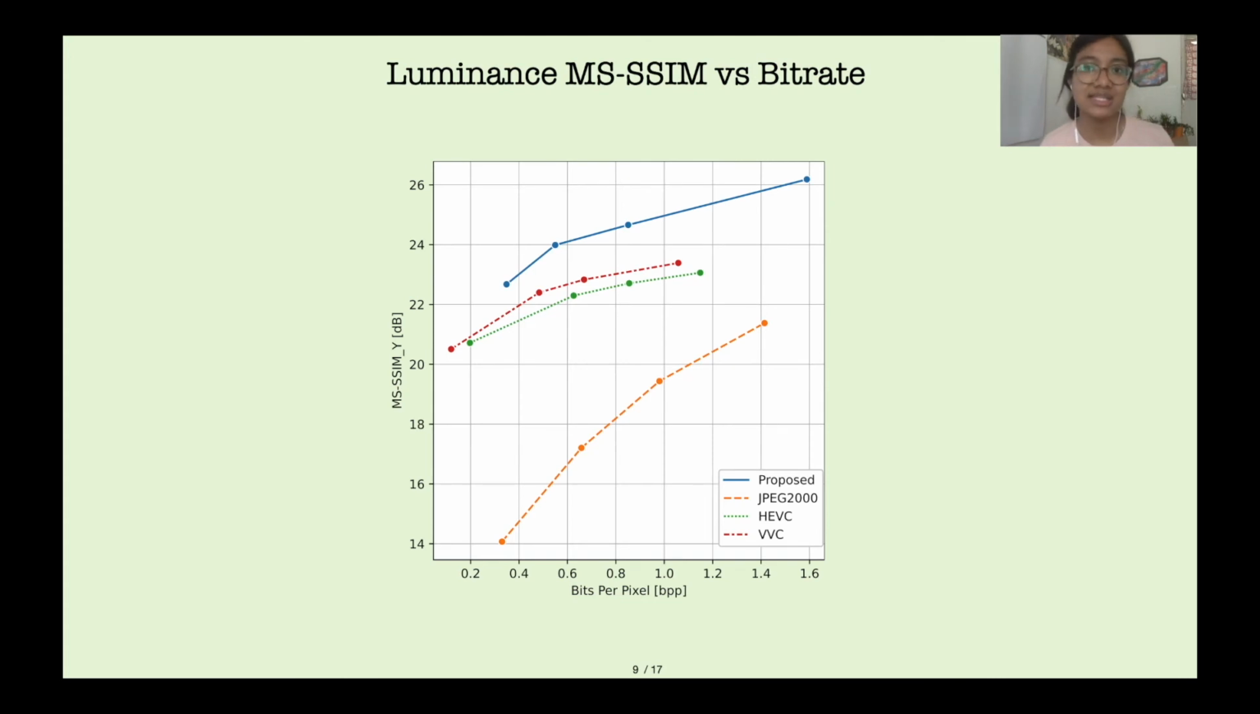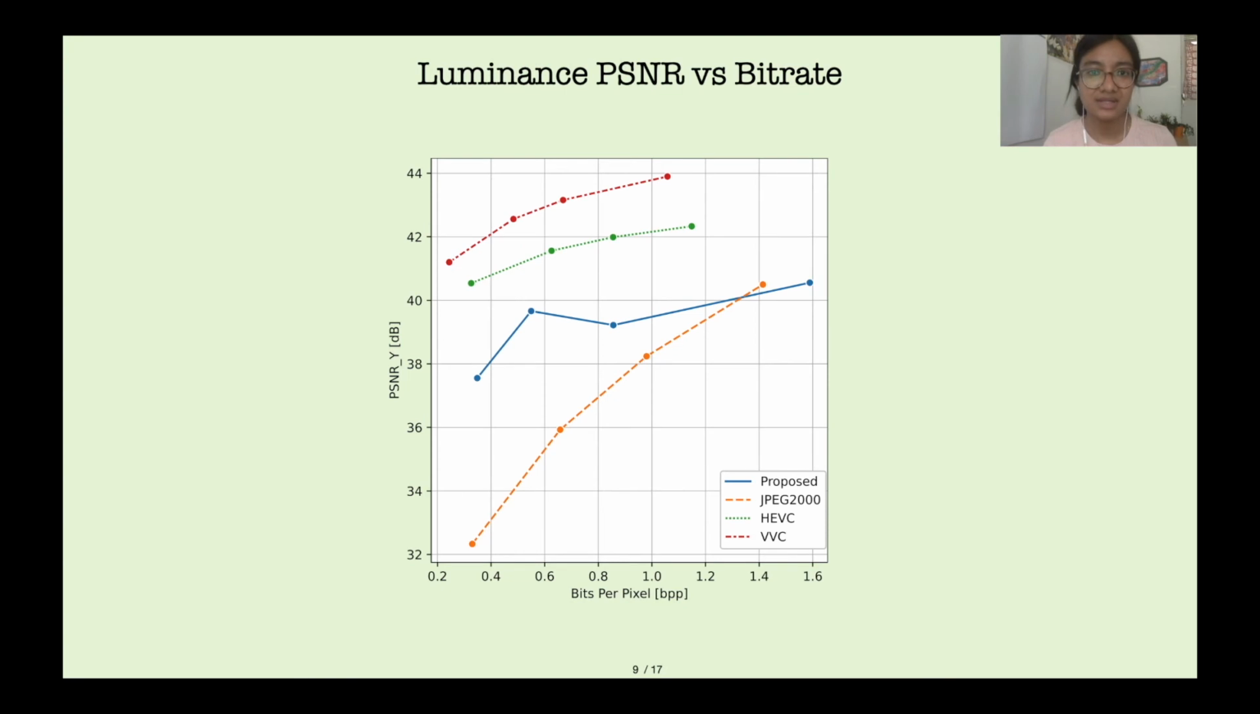This is the luminance MSSIM versus bitrate curve. MSSIM is in decibels and bitrate is in bits per pixel. And we have performed comparison against 3 standard hand-designed codecs, including JPEG 2000, HEVC, and VVC. As is shown, our model performs better than all 3. In terms of luminance PSNR, our model is not able to perform better than the video codecs. However, the performance is competitive and shows promise.